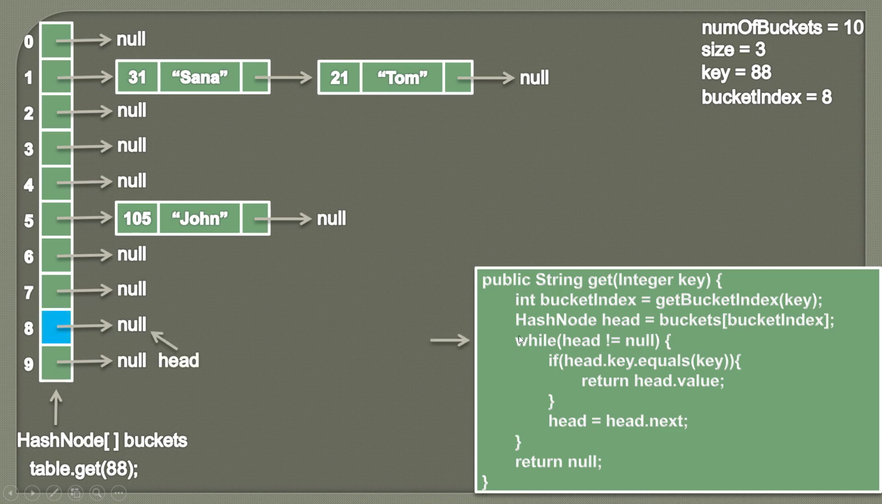And then we provide this while loop because there could be a possibility that it contains a chain of nodes. Here you can see the condition is that head should be not equal to null, but here head is equal to null. It means that the key which we are searching is not present in this hash table. So at the end we simply return the null value, which signifies that 88 is not present in this hash table.